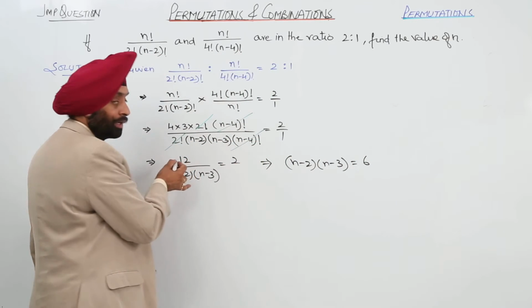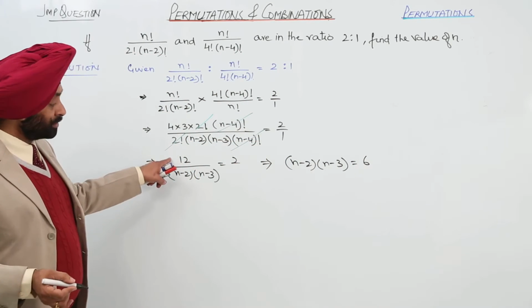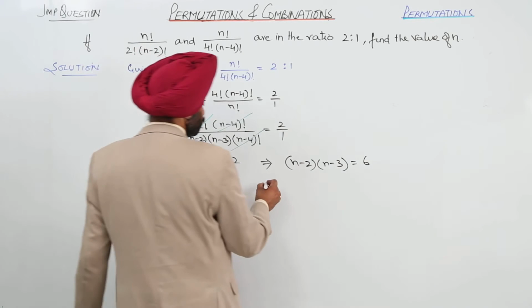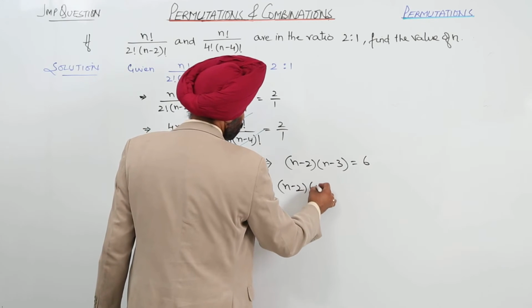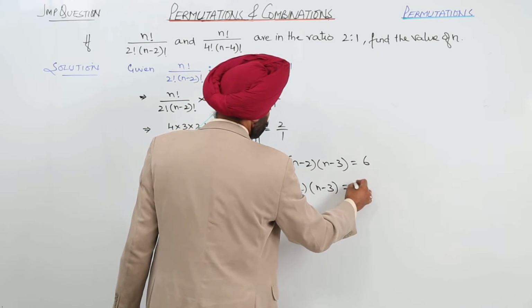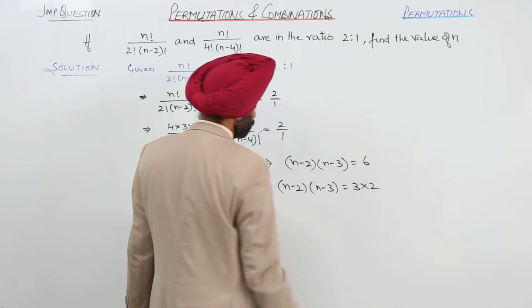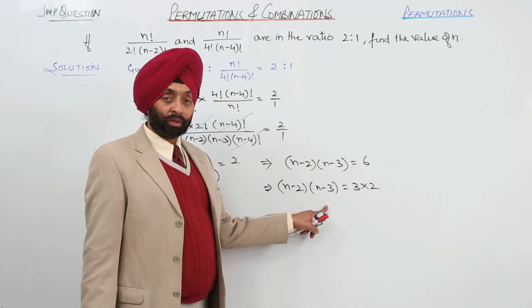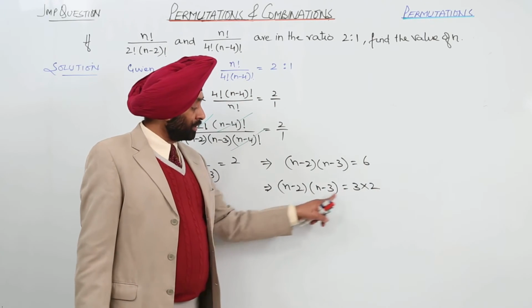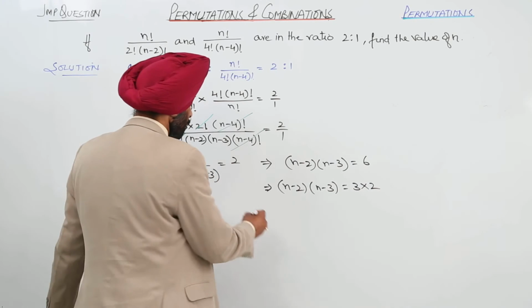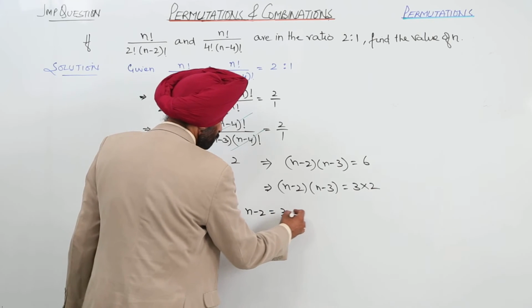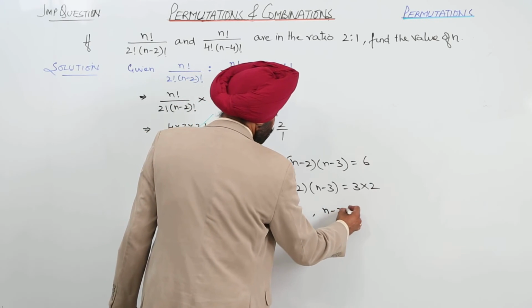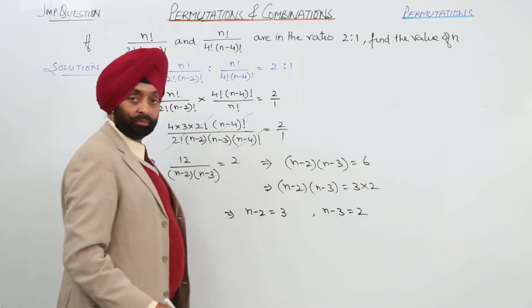This 2 and 12 cancel with the 2 and we are getting 6 here. Okay. So, now again n minus 2, n minus 3, to this we can write 3 times 2 because this is bigger than this one. So, we will write 3 for this one and 2 for this one. Okay. So, what we are getting now, we can write n minus 2 is equal to 3 and n minus 3 is equal to 2.